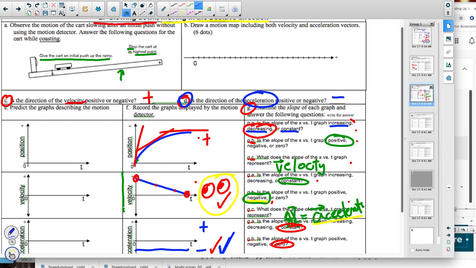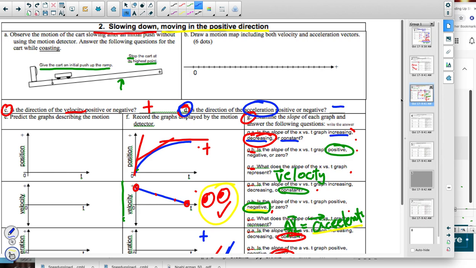So the only part we haven't taken care of at this point is the motion maps. To do that, we have to consider the starting position and relative speed, as well as the direction the object's going. To find the starting position, our best bet is to look at the y-intercept of a position versus time graph, which tells us our starting position, and that starting position happens to be 0.